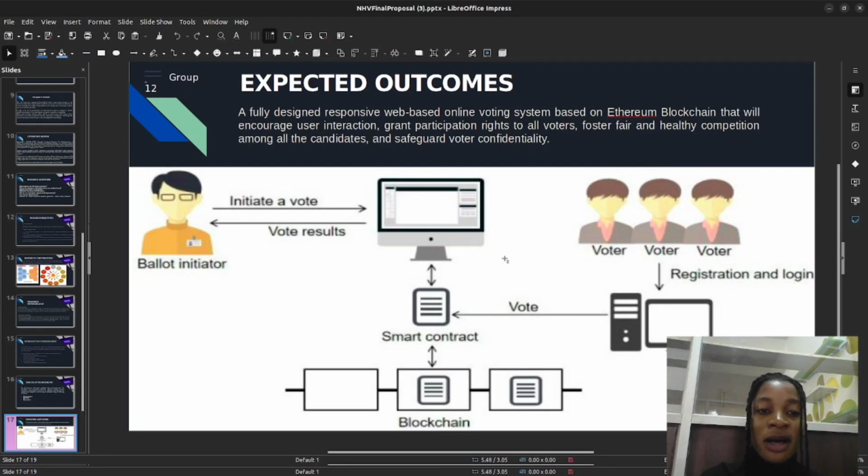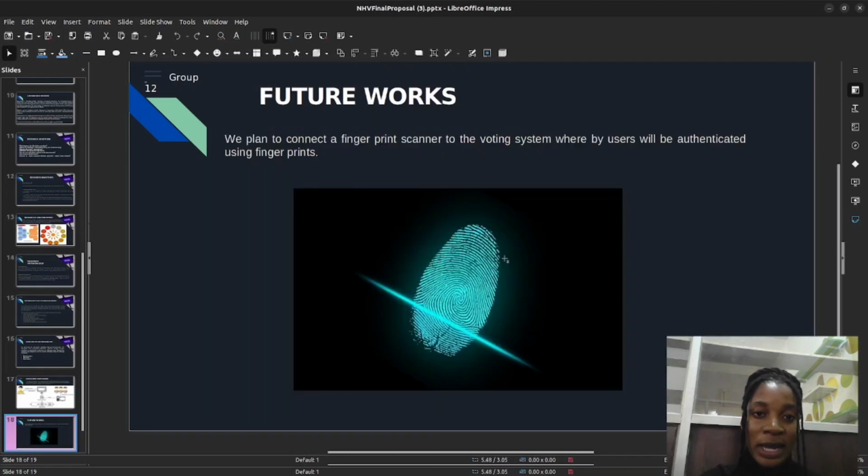So briefly, this is the system architecture, or how things will be working. A voter can initiate and get vote results. A voter can register and log in, and then a voter can vote, and then the smart contract will be interacting with the blockchain in the background, or in the back end.